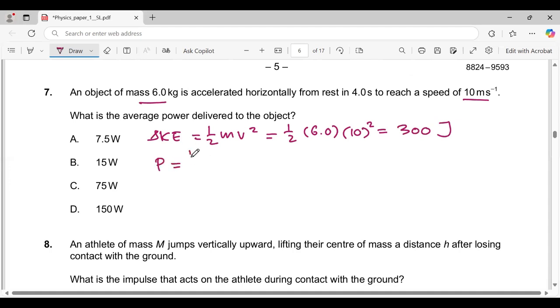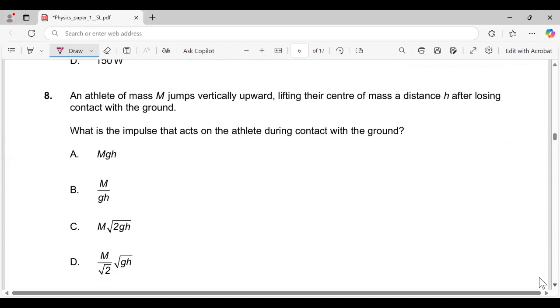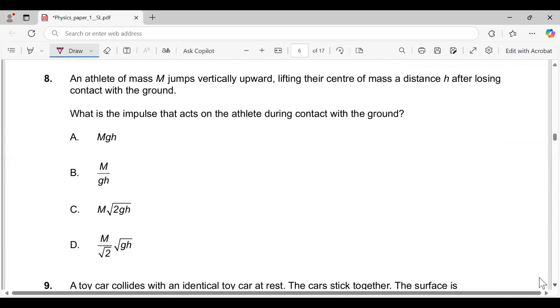Power, the formula is work done over time taken. Work done is 300 joule, while time taken is 4.0 seconds. And the result is 75 watts. 75 is C. Number 8. An athlete of mass M jumps vertically upward, lifting their center of mass at distance h after losing contact with the ground. What is the impulse that acts on the athlete during contact with the ground?